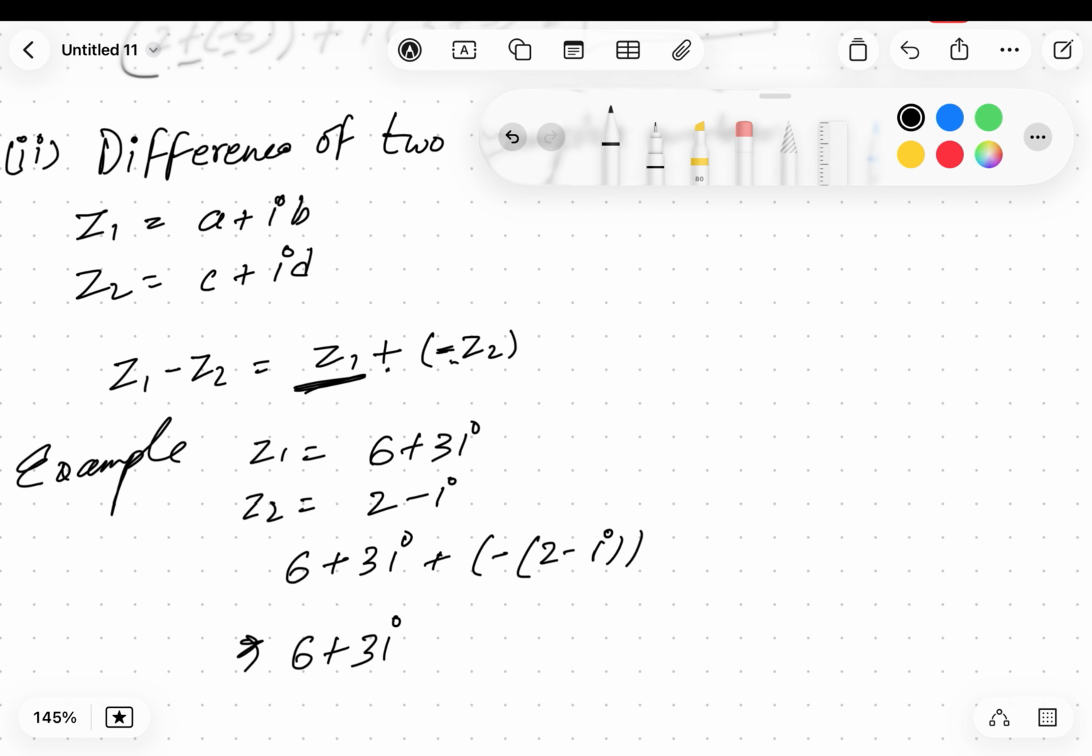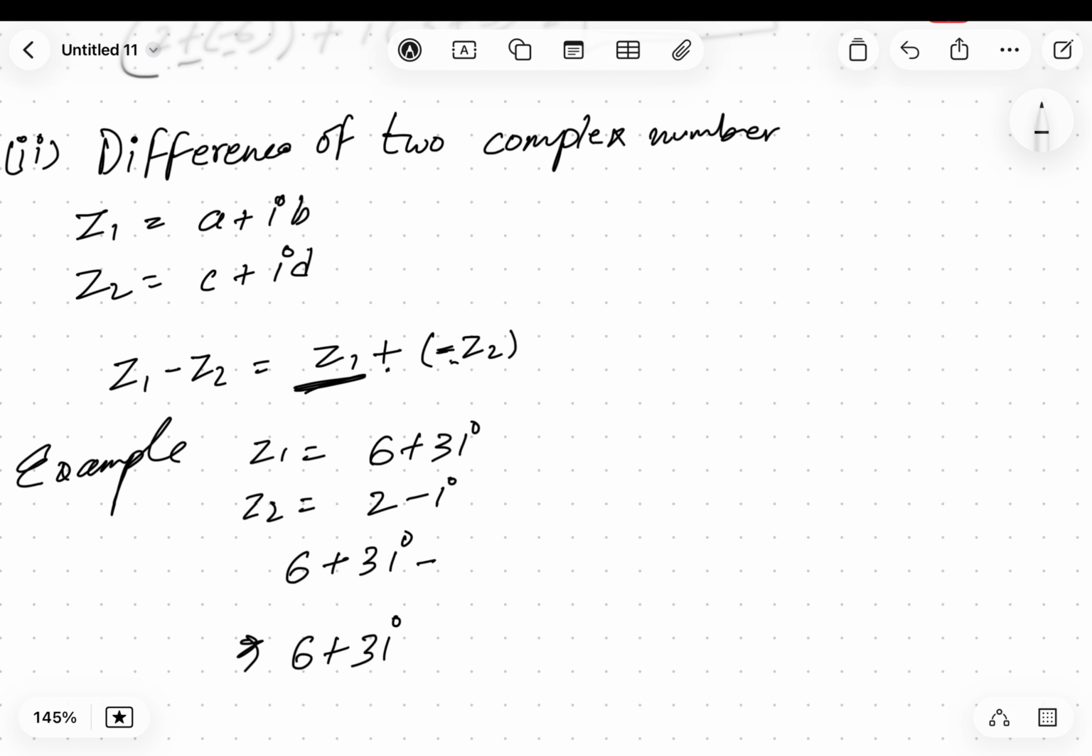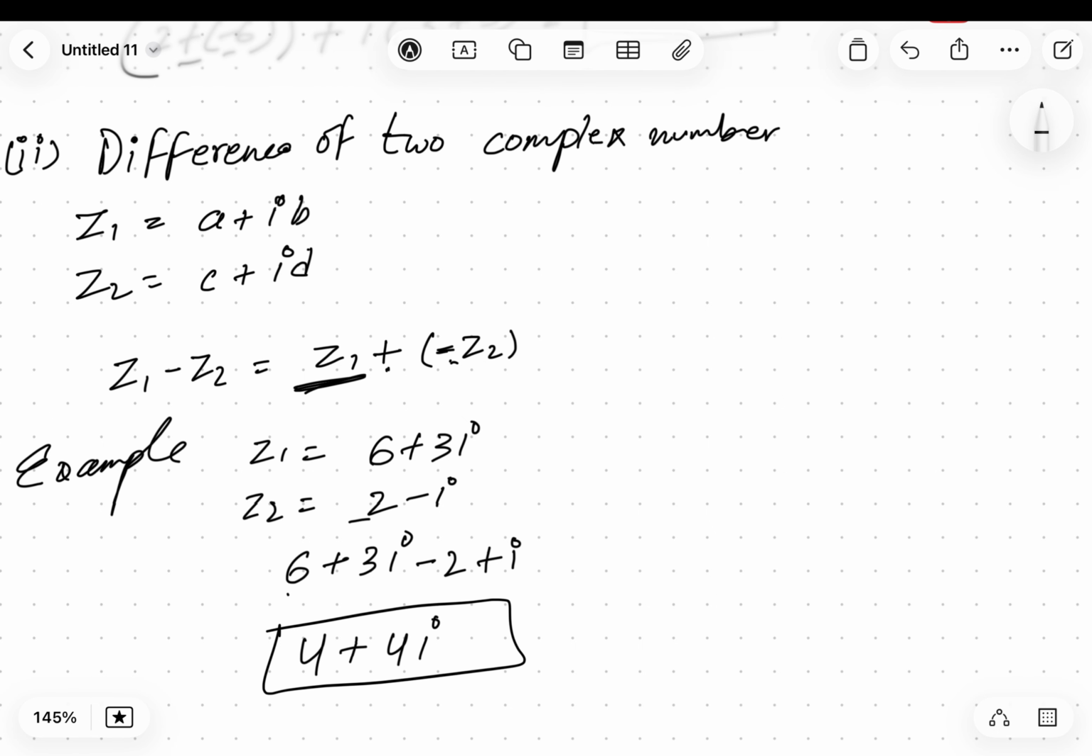Okay, so we don't need to make it so complicated. Just do plus minus minus, and z2 will be opposite. So plus minus minus 2, and minus minus plus i. Okay, now let me just clear this. So 6 minus 2 is 4 plus 4i. Okay, so this is the answer.